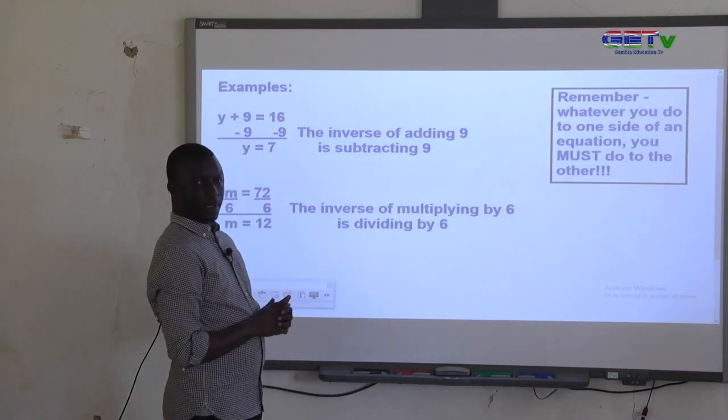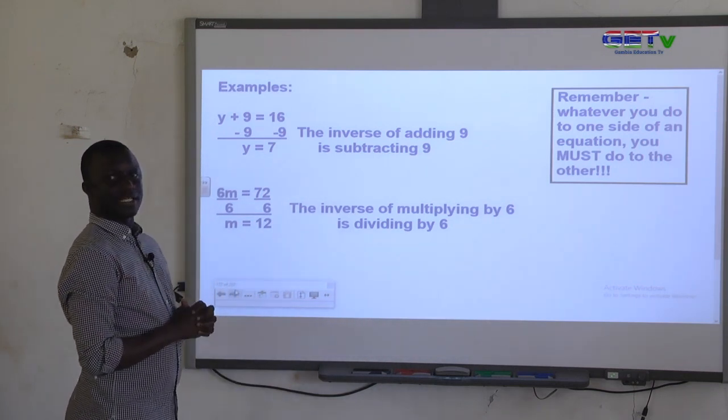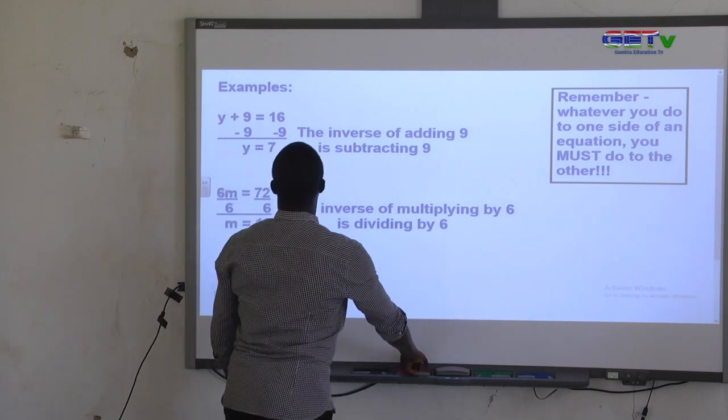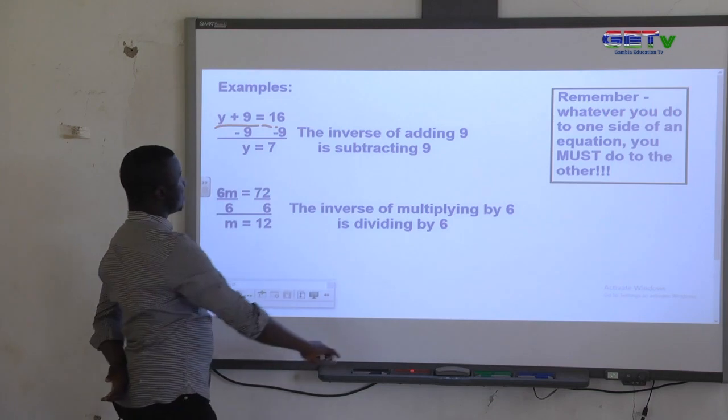Now we have an example here. y plus 9 equals 16. This is what we have here.